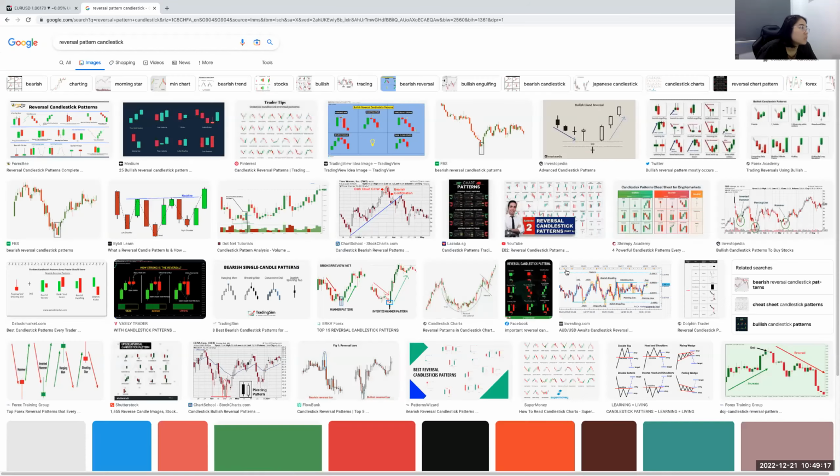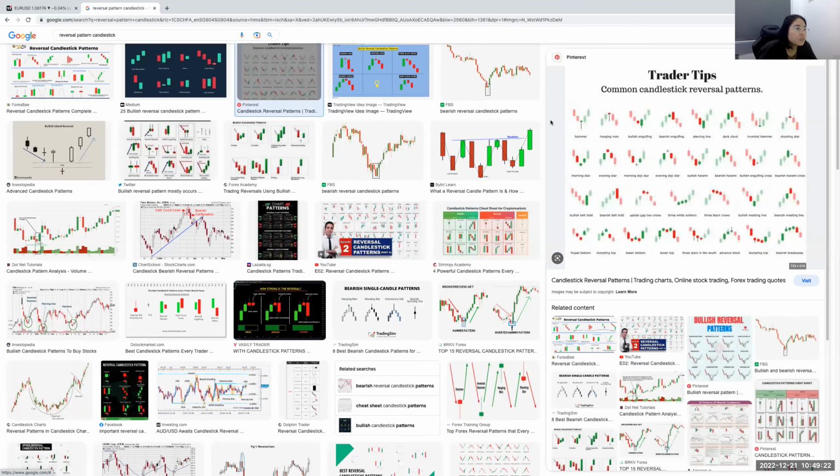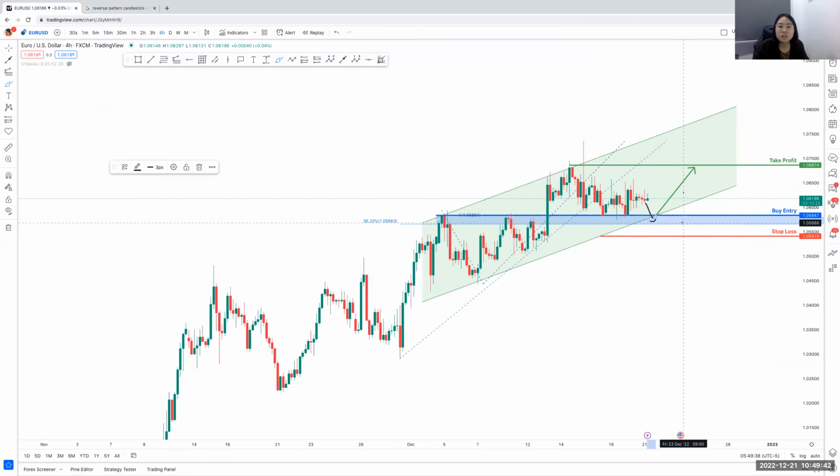So what does a reversal pattern candlestick look like? These are some of them. We have the hammer, the hanging man, the bullish engulfing, bearish engulfing, piercing line, dark cloud, inverted hammer, shooting star, morning star, evening star. If you see just any one of these, you can enter for your buy. That's exactly how you make money in trading. This is how you will be profitable in trading, by following a set of fixed rules. Everyone okay for now?